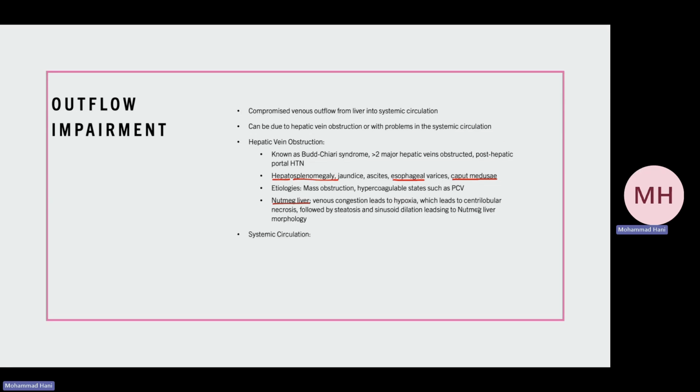Now, if there's compromise in the systemic circulation, the etiology is mainly due to right-sided heart failure. Again, blood starts pooling back into the previous vein, so this time it's the entirety of the systemic venous circulation. So again, similarly to hepatic vein obstruction, the same clinical findings are seen. Post-hepatic portal hypertension, hepatosplenomegaly, jaundice, ascites, esophageal varices, caput medusae, and nutmeg liver.